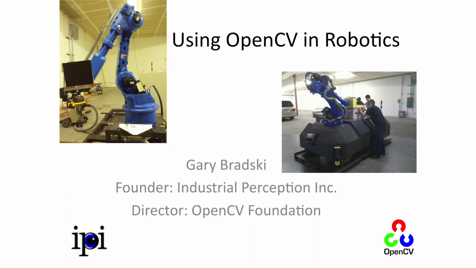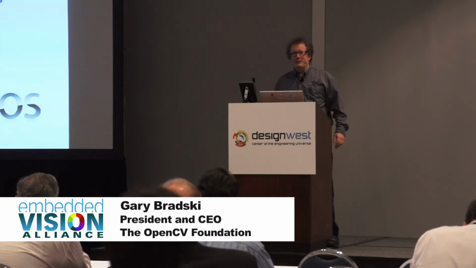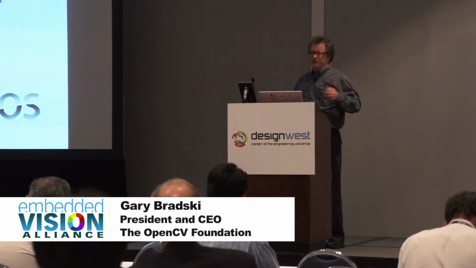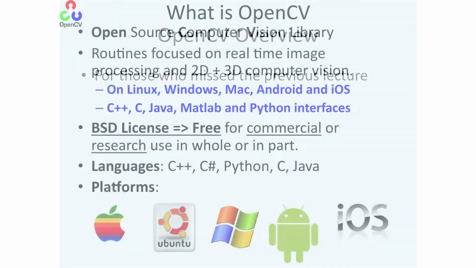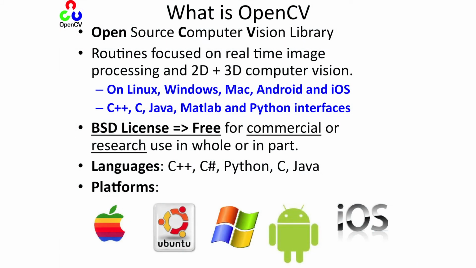Launching in. This is just the quick overview. So again, I don't know, maybe everybody was there. OpenCV is an open source, free computer vision library, BSD license. So it's non-infectious. You can have a for-money library and incorporate the whole or parts of OpenCV or code. And it runs on all the platforms at the bottom. And languages: C++, Python, C#, there's a C interface, and Java.